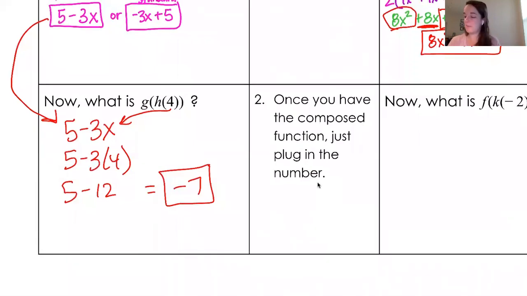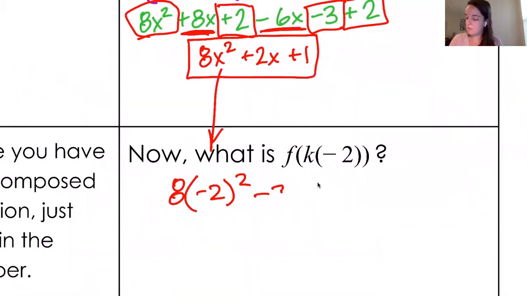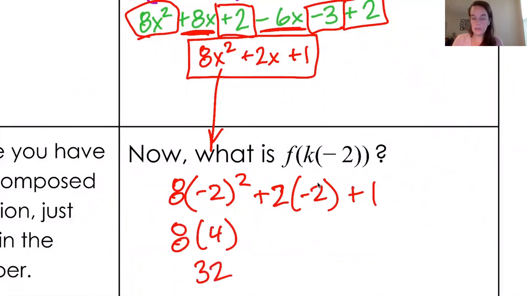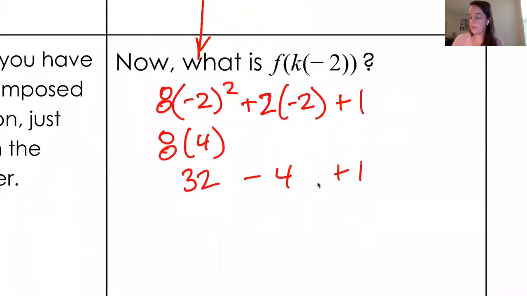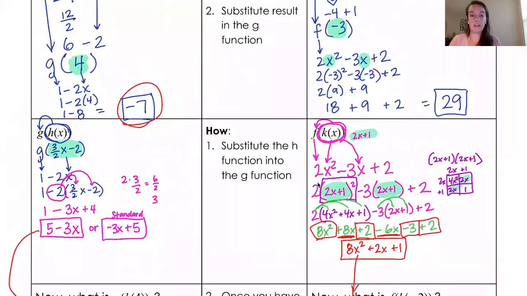We could see the same thing happening over here. We'd have 8 times -2 squared, I'm plugging in here, plus 2 times -2 plus 1. We'd have 8 times 4, 32, minus 4 plus 1. So 33 minus 4 would be 29. The same 29 that we got up here, which is really, really awesome.